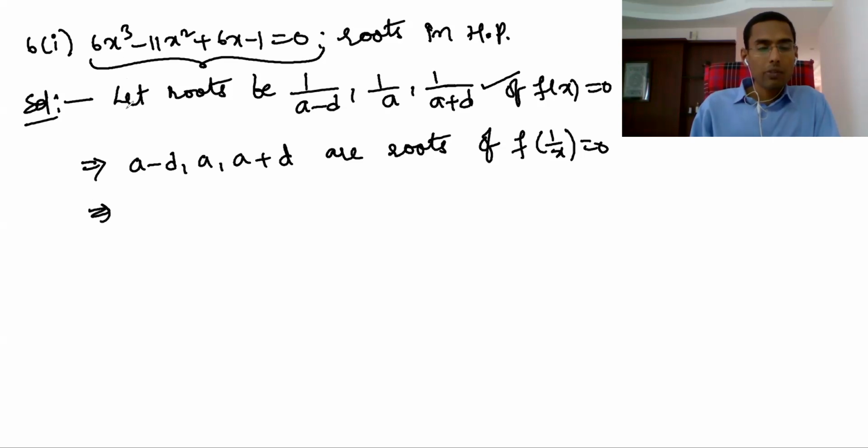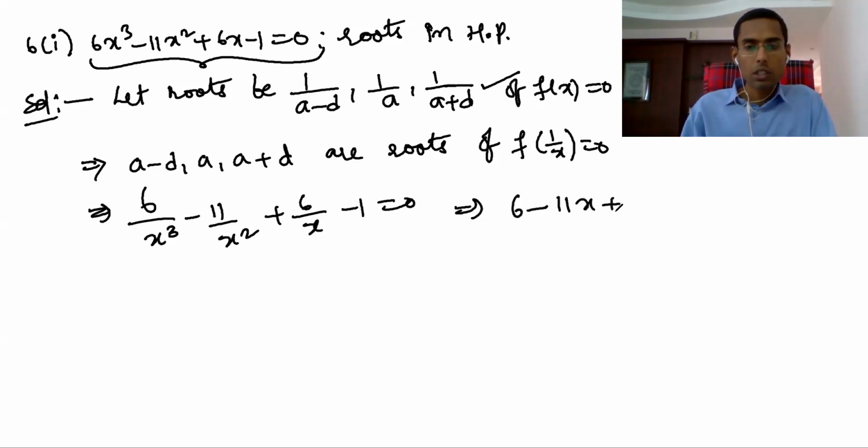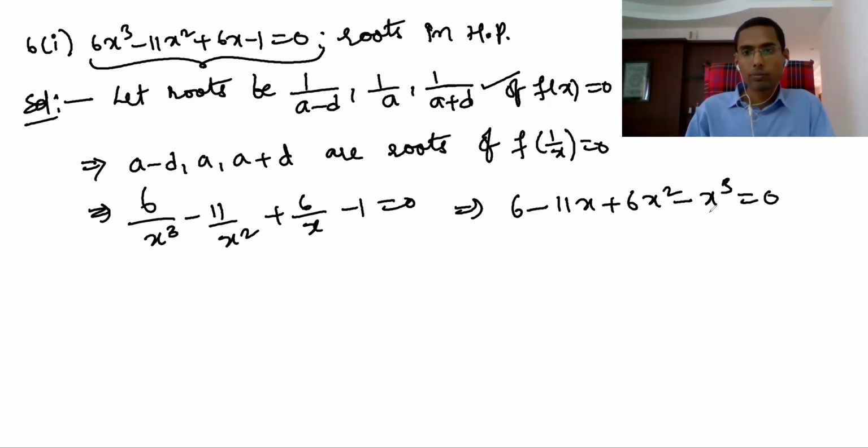If you substitute 1 by x in the place of x, this becomes 6 by x cube minus 11 by x square plus 6 by x minus 1 equal to 0. That implies what you get is 6 minus 11x plus 6x square minus x cube equal to 0. Of course, 1 is one root, just by seeing you can recognize. But anyway, he gave this, so by using this relation we will find. It's actually easy to find because if you just substitute x equal to 1, x equal to 1 is the root. The other two roots you can easily find out.